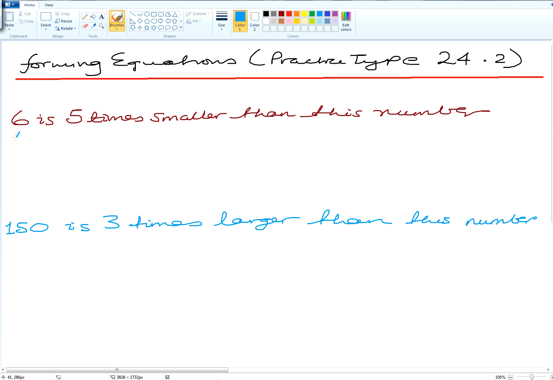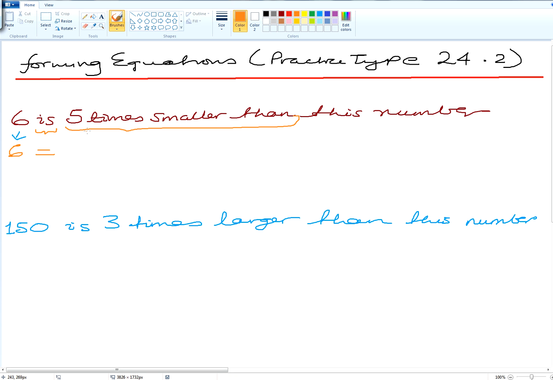So, first of all, 6 gets copied as 6. Okay, let's have Iqra. Is means? Equal. Now, the next word here, you have to be very careful because it's slightly tricky. It says 5 times smaller than.